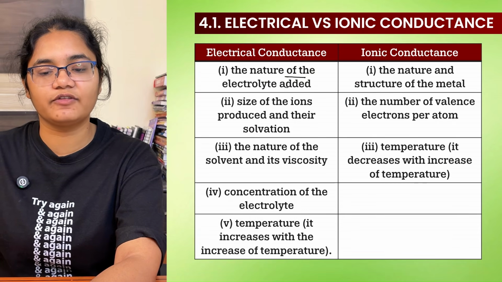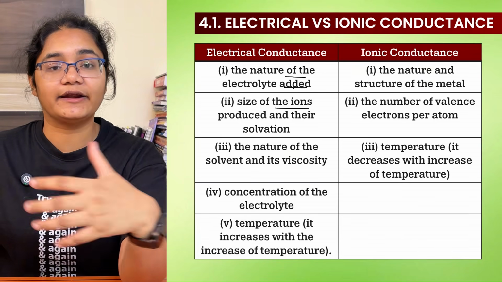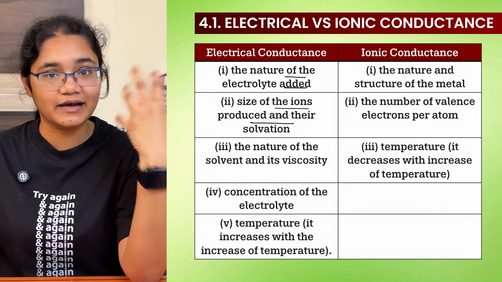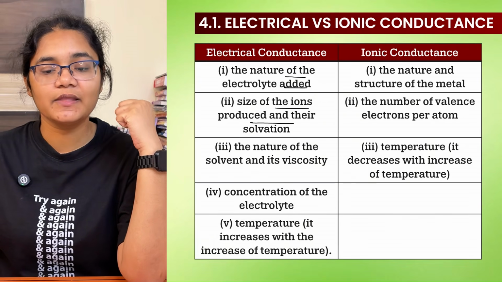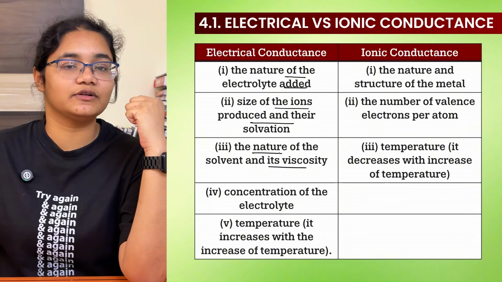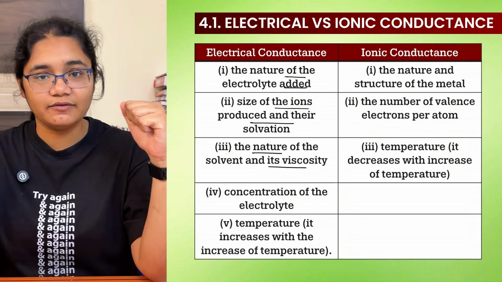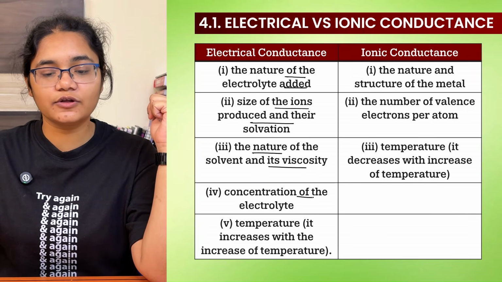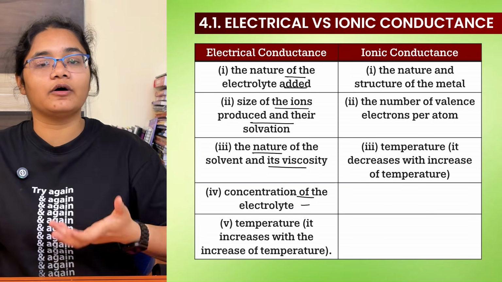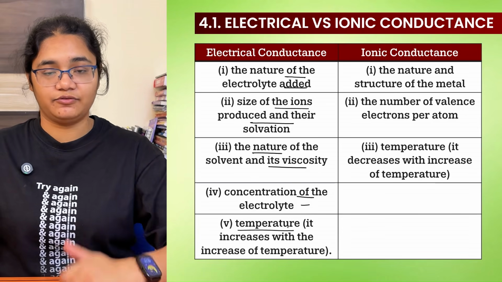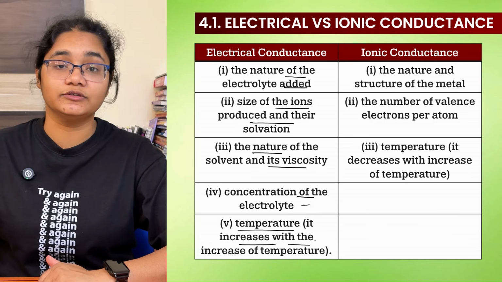It depends on the nature of the electrolyte added. Then it depends on the size of the ions that are produced. Bigger size means less conductivity will be there. Nature of the solvent and its viscosity: if the solvent is too viscous, then the ions cannot flow and the conductivity will decrease. It depends on the concentration of the electrolyte. The more electrolyte, the more ions, the more conductivity will be there. It depends on temperature. If temperature increases, molar conductivity also increases.